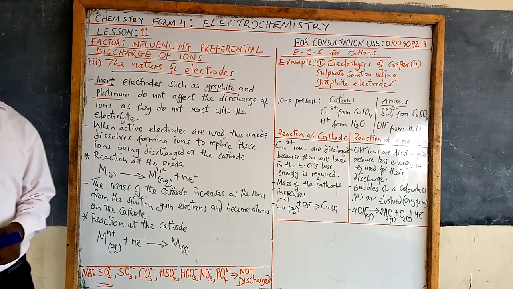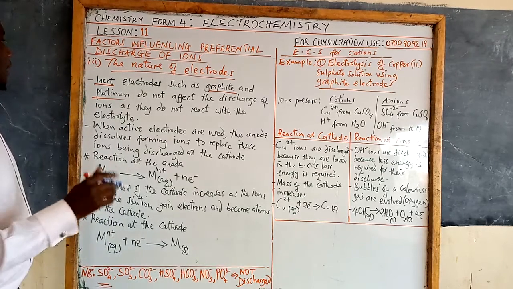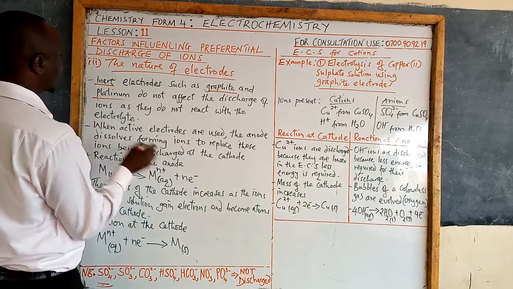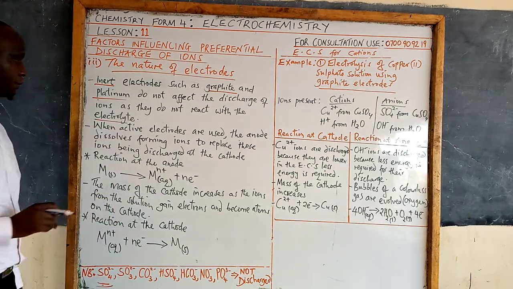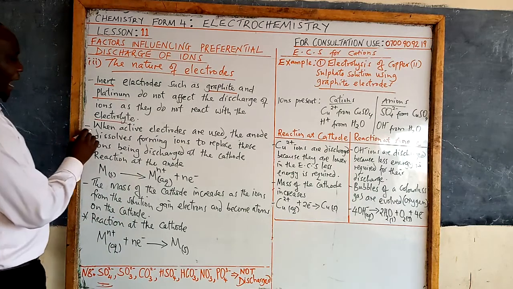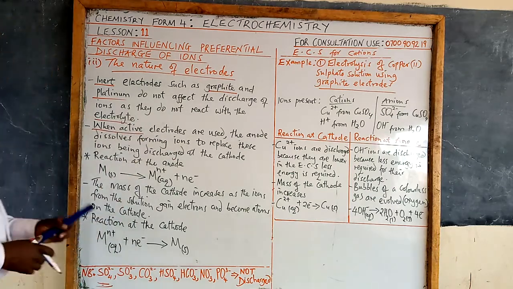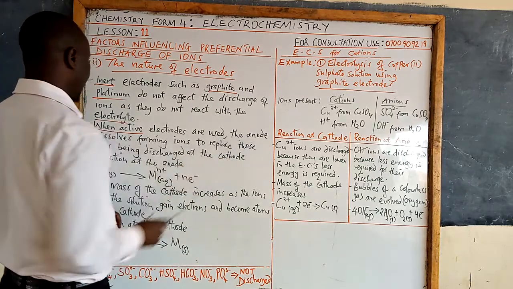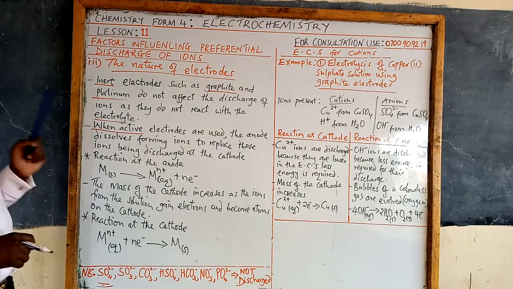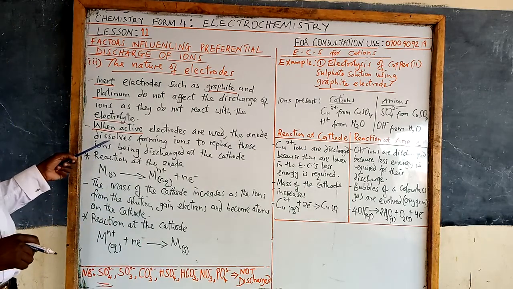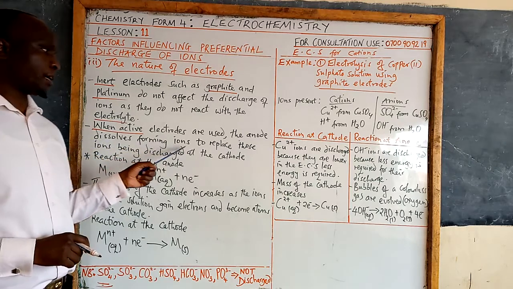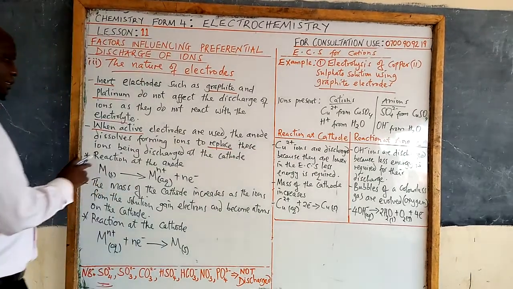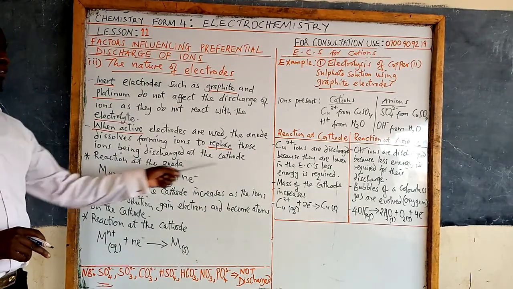However, when you use active electrodes, there is a big effect, particularly at the anode. It will affect the ions that are to be discharged, so it will dissolve in the solution, forming ions to replace those ions that are being discharged at the cathode. So the reaction usually at the anode, you have that metal rod, it goes into solution, forming ions to replace those that have been discharged.